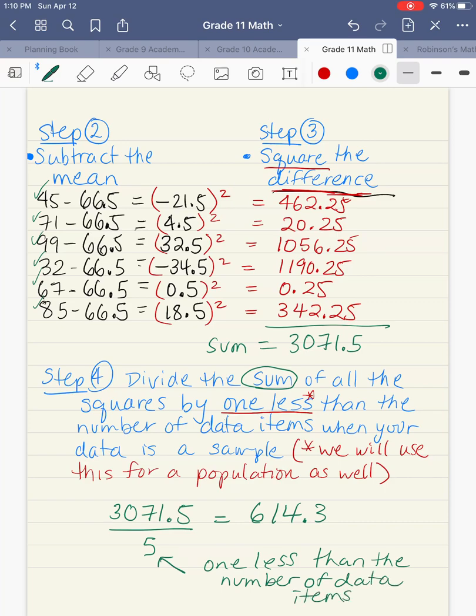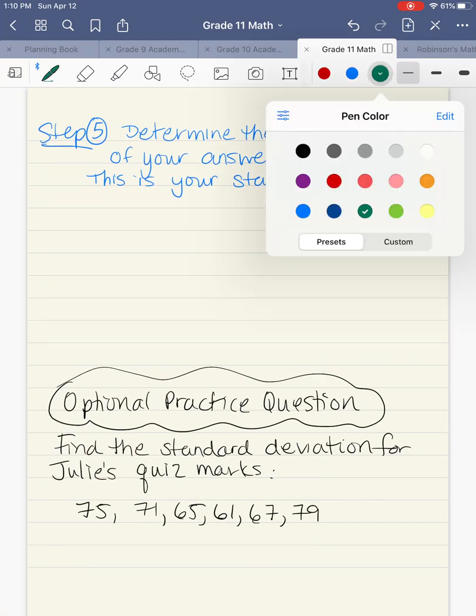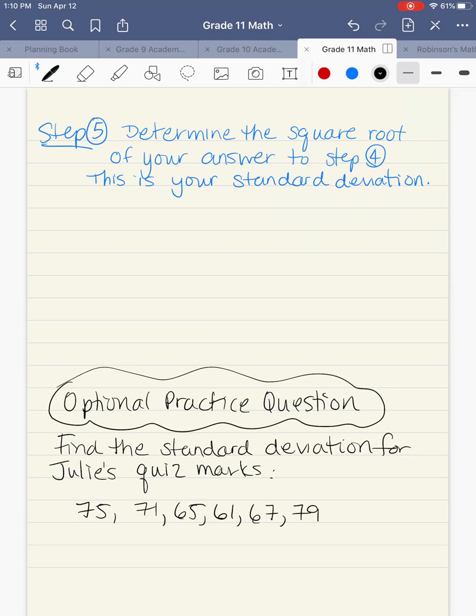Okay, so we are almost finished. There's only one step left, so let's go on to step 5. With step 5, we are going to determine the square root of our answer to step 4. And this is finally going to give us our standard deviation.